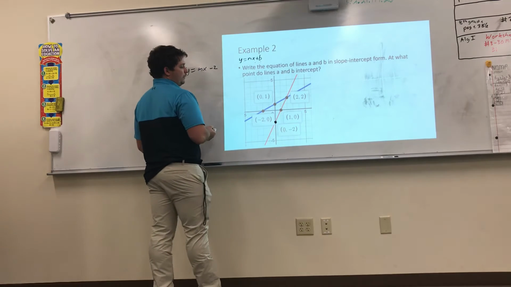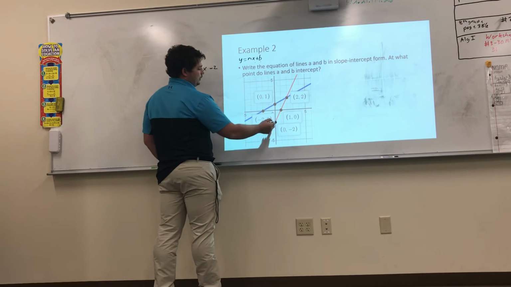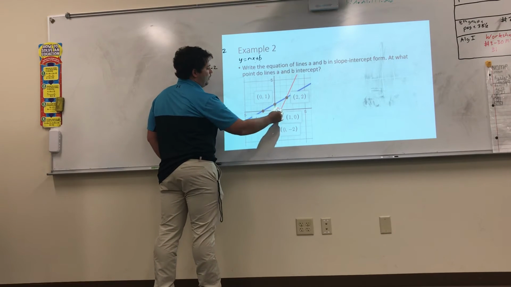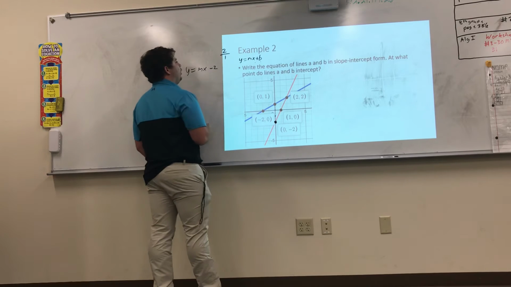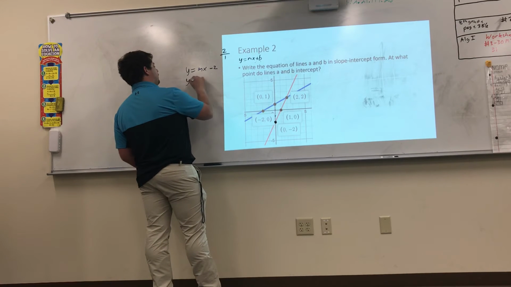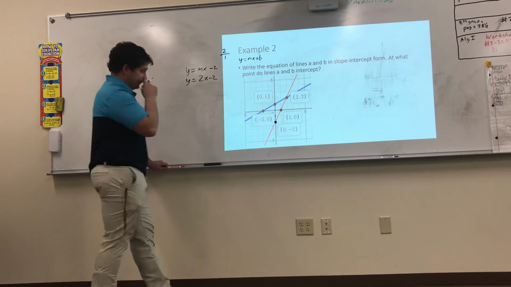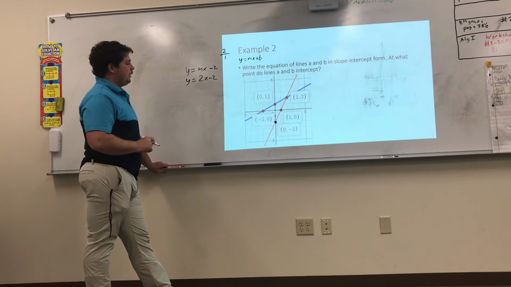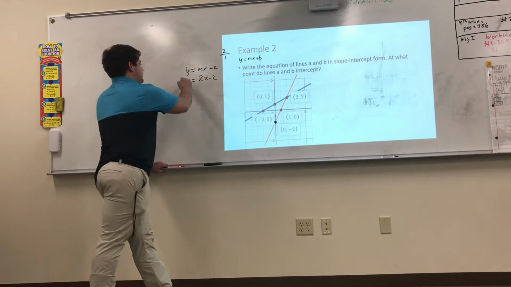Now, we have to find our slope. We're up 1, 2. So we're rising 2 and running 1, so our slope is 2. We're going to sub that in for my m, so we get y equals 2x minus 2. That is our equation for the first one.